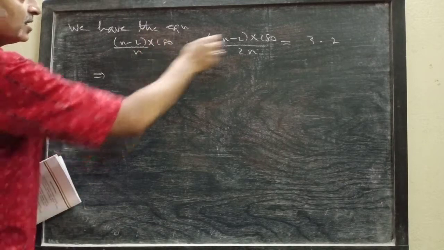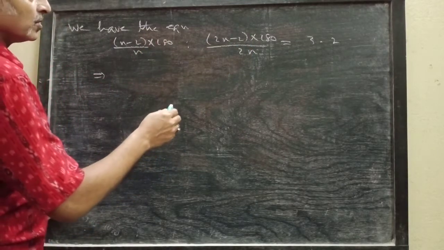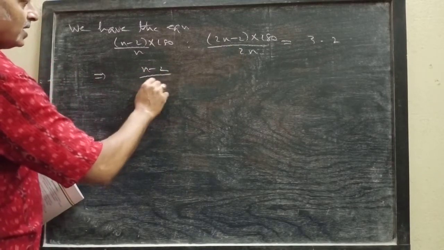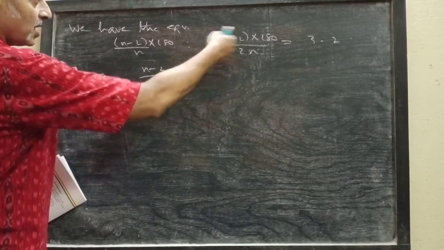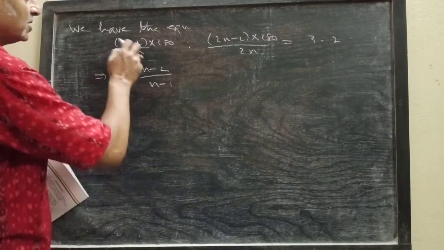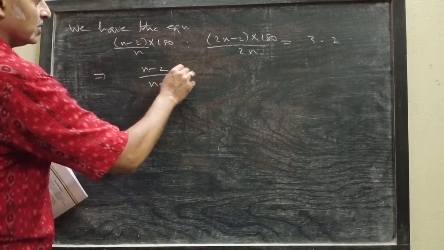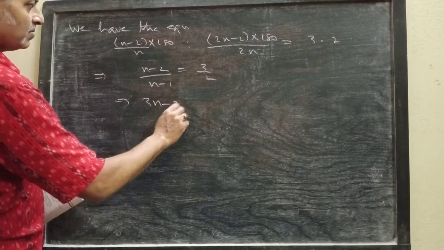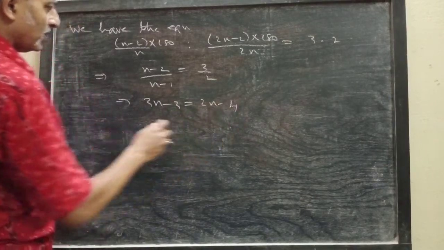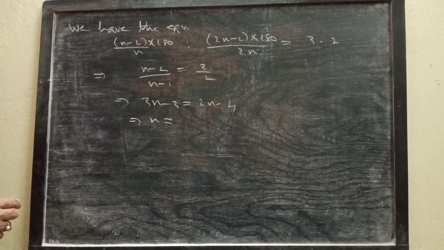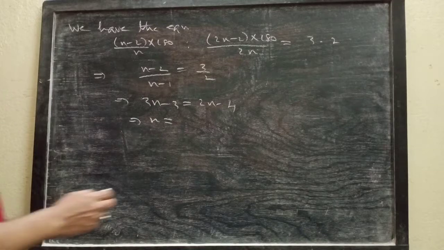If we cancel 180 by n from these two, then we get this equation, (n minus 2) by (n minus 1). If we take 2 common, then 2 will be cancelled, here remains n minus 1, 180 by n cancelled, so here n minus 2 over n minus 1 is equal to 3 by 2. Just cross multiply them, 3n minus 3, 2n minus 4. There is some mistake.